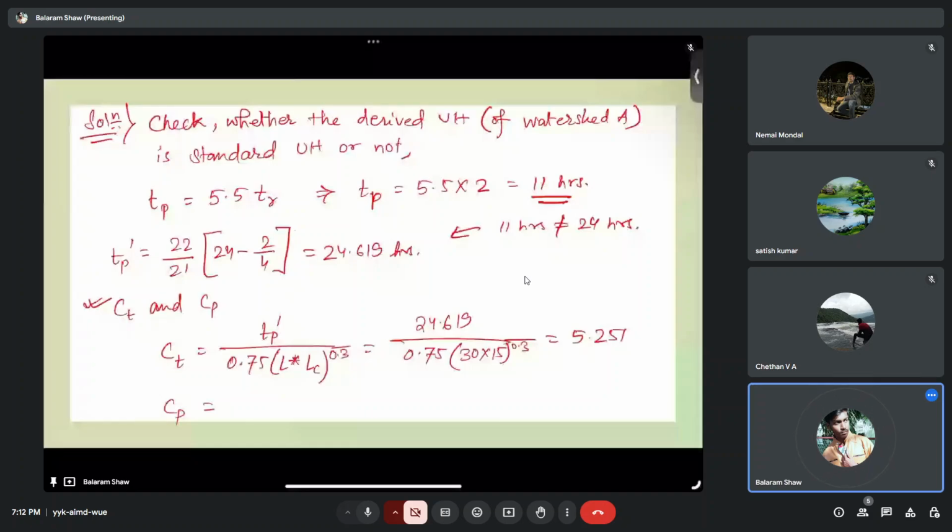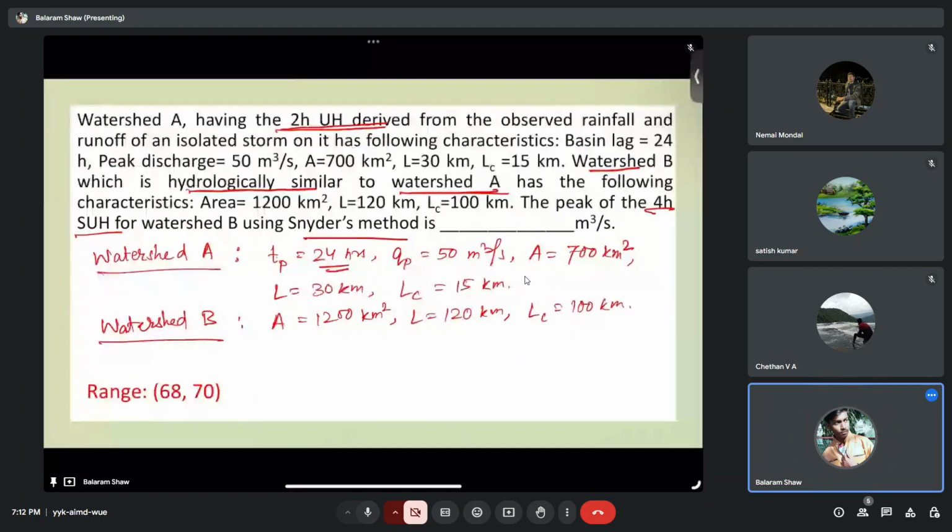How much are we getting? Also, this QP should be per unit area, so we'll divide by the area, that is 700 kilometer square. Okay, so how much are we getting? 50 into 24.619 divided by 2.78 into 700. Something like 0.632. Okay, so now we have the CP and CT for watershed A.